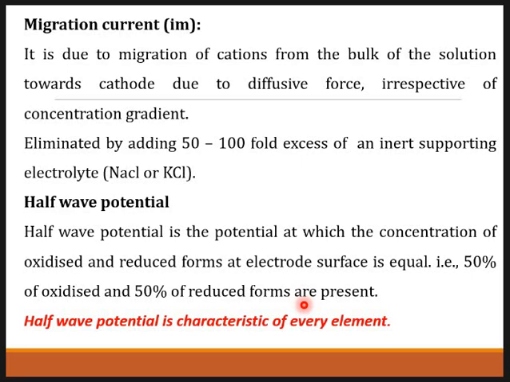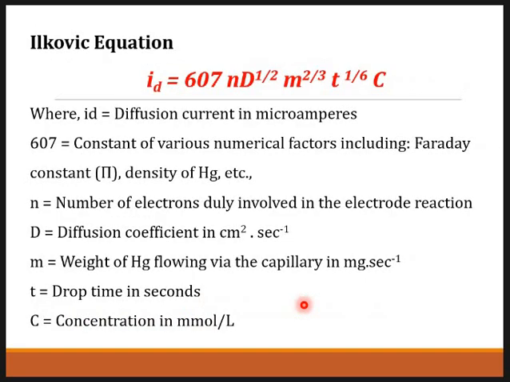So now we have discussed the different currents which appear in the polarogram. Then how do we measure this current? This current is measured in the form of an equation, called the Ilkovic equation. It is the relation used in polarography relating the diffusion current ID and the concentration of the substance which is to be reduced or oxidized at the dropping mercury electrode.